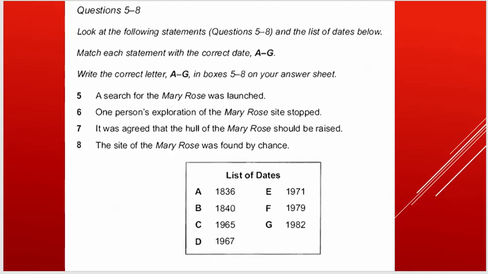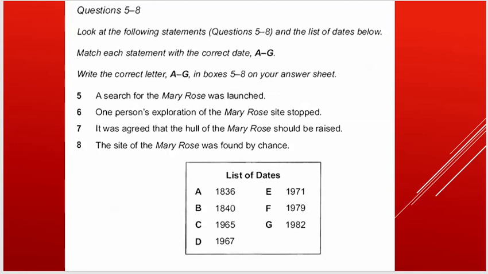Now let's quickly look at the years. The first one 1836, second one 1840, third is 1965, fourth option is 1967, fifth one 1971, sixth is 1979, and seventh is 1982. As you can see, the year periods are ascending. They are progressing from one year to another in a sequential order as given in the options. But are we going to find the same order in the paragraph? Or maybe the answers might not be in the same paragraph, though the events happened in an order. I hope you got my point.